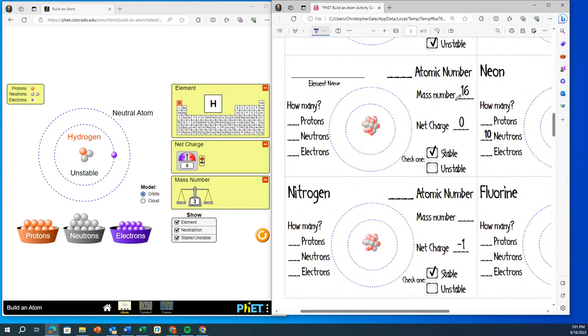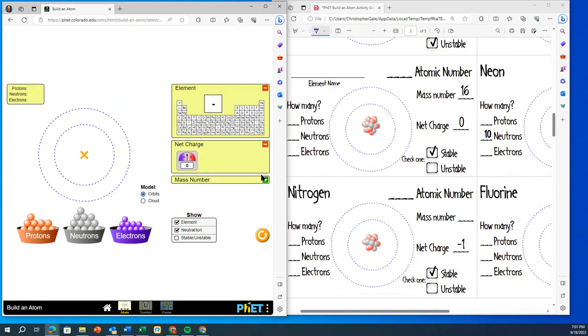So a mass number of 16. Let's go back and reset this. All right, so we want it to be stable. So remember, mass number of 16 has both protons and neutrons in here. And it looks like there's 1, 2, 3, 4, 5, 6, 7, 8. Let's try 8 protons.